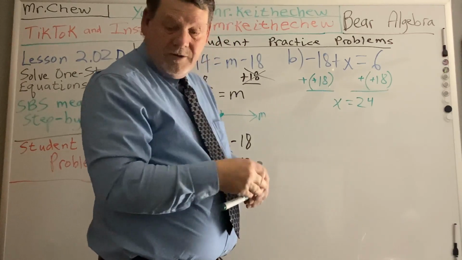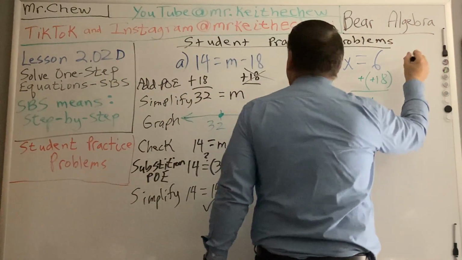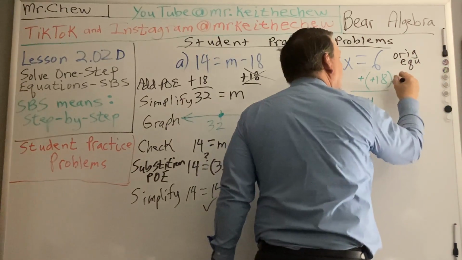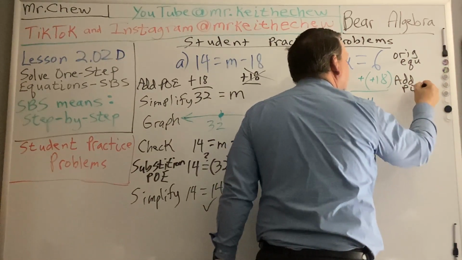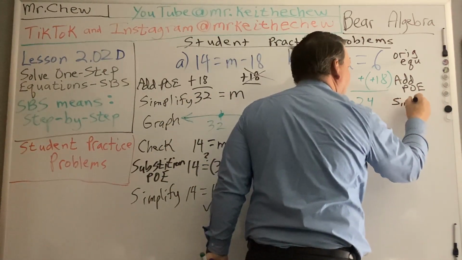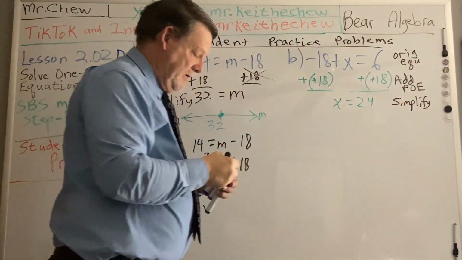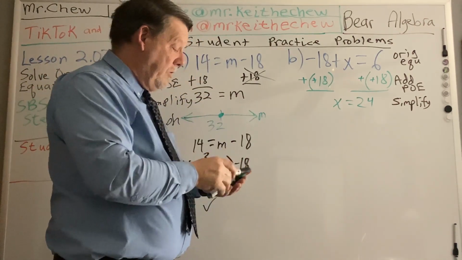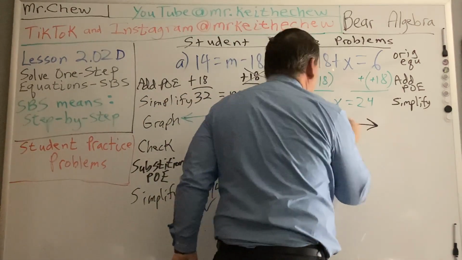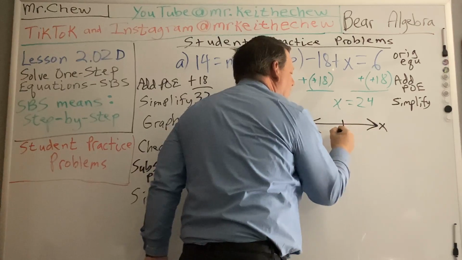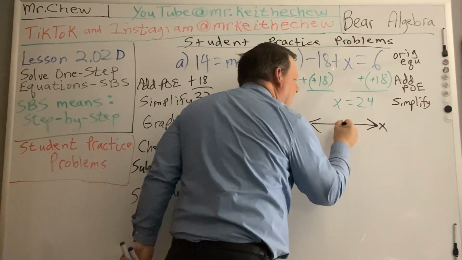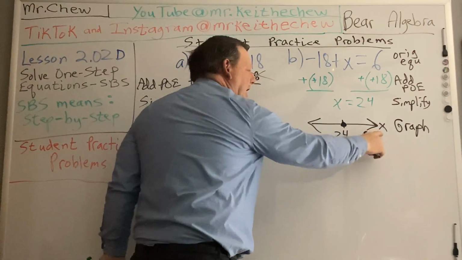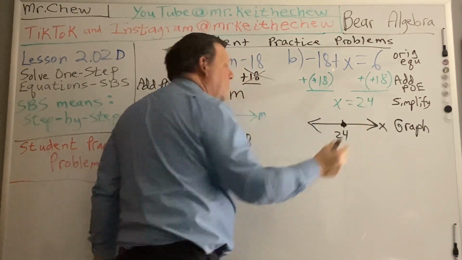So, while I'm writing down the steps here, because we're going to continue to do that, this is my original equation. This is the addition property of equality. And here I simplified it. So when we got to the point where we said 32 was m, now we're saying x is 24. What do you do? You graph it. In this case, we're graphing x's, and we're looking at the number 24. That solution is just the point at 24. And this is our graph. Because if I take x equals 24 and substitute a 24 in here, it is true.